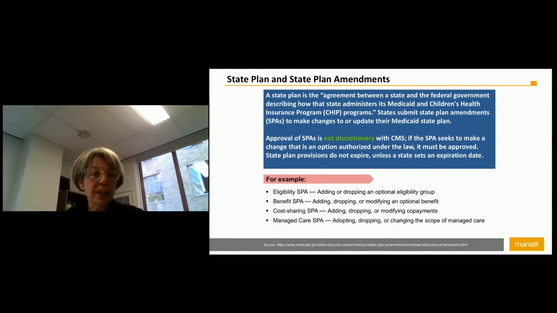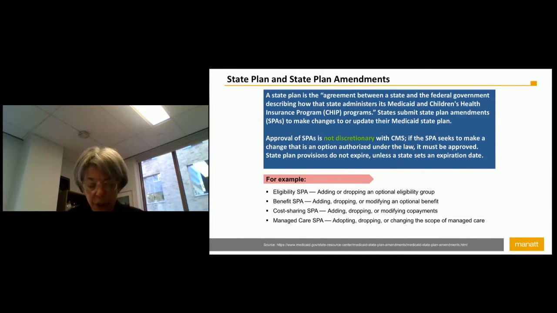And as long as in doing so, the state is following the federal rules, the decision to pick up an optional benefit or drop an optional benefit, which is executed through a state plan amendment, is really a state choice. And the federal government reviews to make sure that the benefit they're picking up is done consistent with federal law, but the ability of a state to pick that option or to drop that option belongs to the state and is not subject to federal determination.